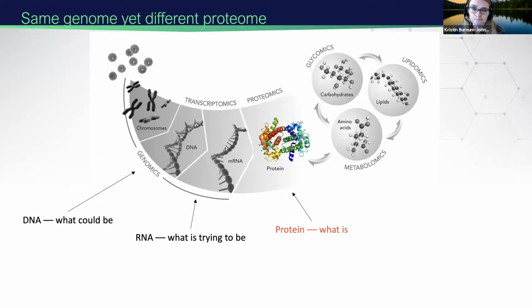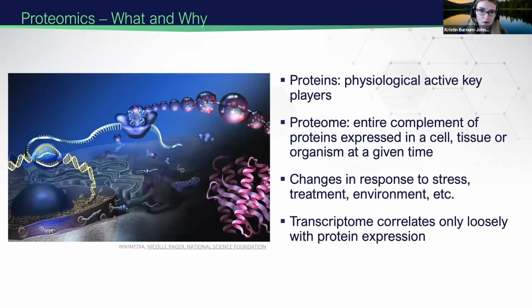So the DNA or genes are what could be, they're the blueprint. The RNA is what it's trying to be, and the protein is what it is. Therefore, if we want to understand function, it's important to study the proteome and the metabolome. So what do I mean when I say the protein is what is? Well, proteins are physiological active key players.